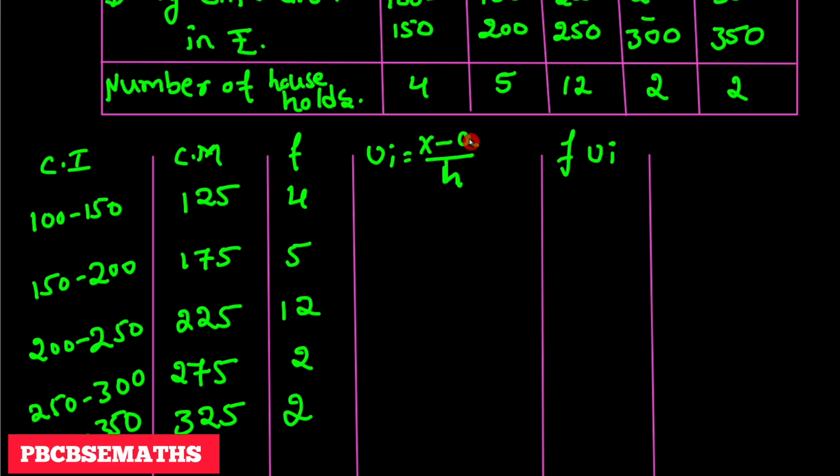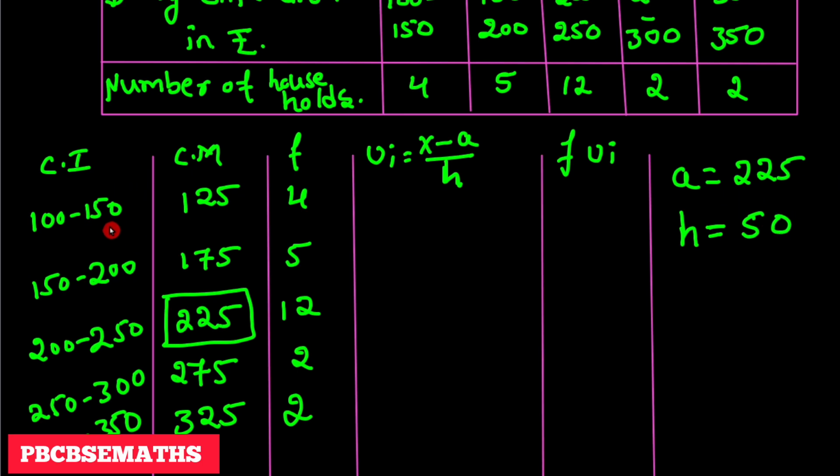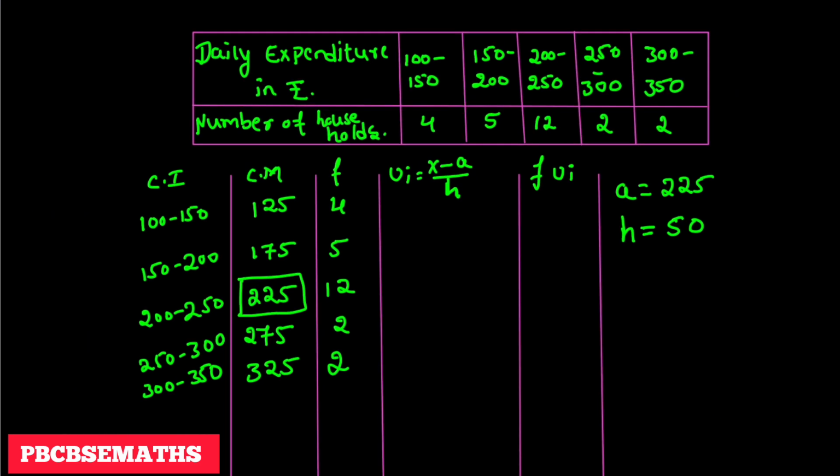Now we need to calculate u_i. For that, we need a value, that is the assumed mean. So let's consider that assumed mean as 225. So a value is 225. The h value, that is class width or class size, can be calculated by subtracting the lower limit from the upper limit. So here class width or class size is 50. So we will write that one. Now let's calculate u_i for this given data, one by one.